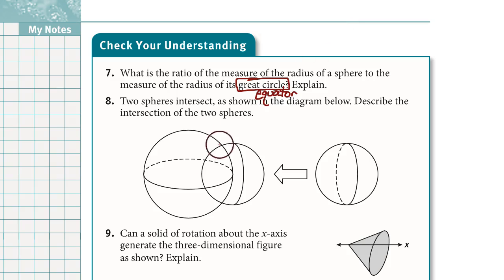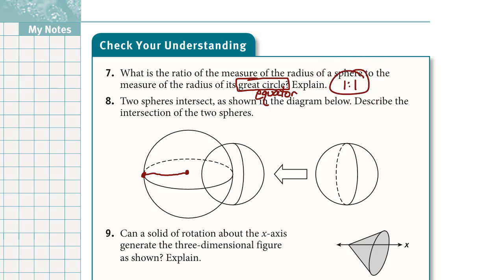So we have a sphere like the one drawn here. Let me put a dot in the center of that sphere and then draw in a radius of the sphere right to that spot there. Do you notice that that radius is also the radius of the circle that goes around the middle of the sphere? So they have the same radius. The answer to number 7 is a 1-to-1 ratio.